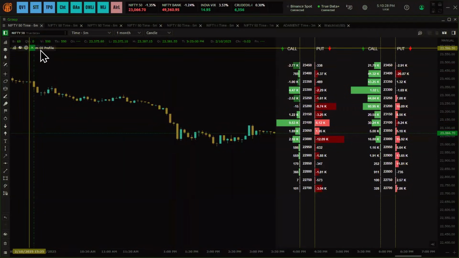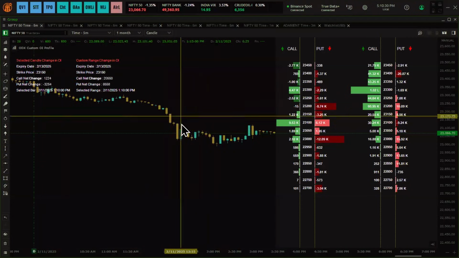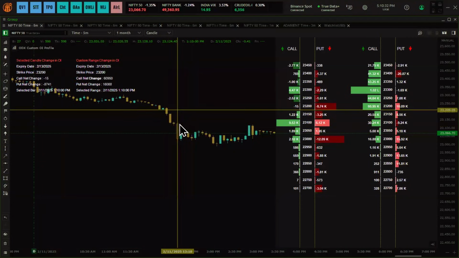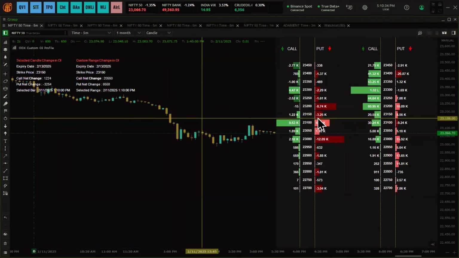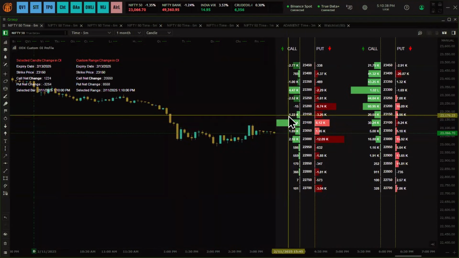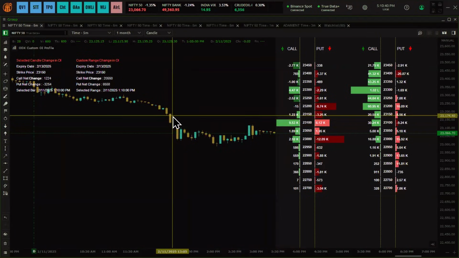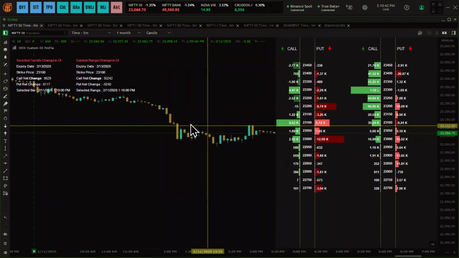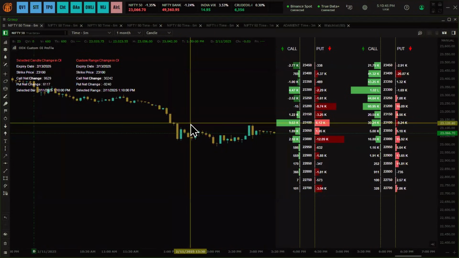So this is open interest, the change ODX custom OI profile. The reason to create this indicator is to give you better insights, with much better visualization. But even though I'm getting the data in a much better way, the data still updates only every 3 minutes. The NSE provides this data with up to 3 minutes delay.